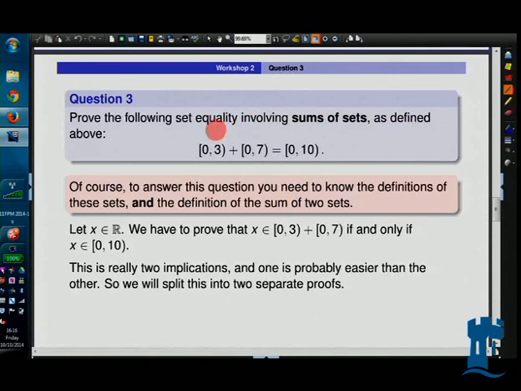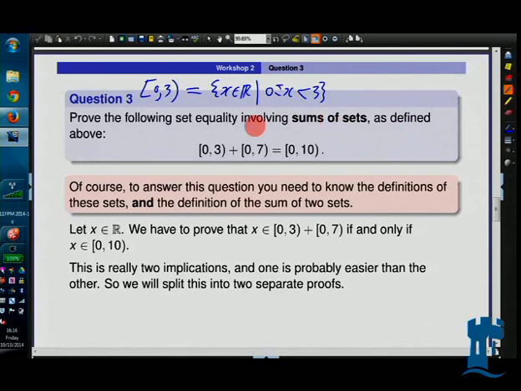Now, these sets, this is interval notation. I'll just remind you what these sets are. Well, not all of them, but [0, 3), for example. It's the set of real numbers such that 0 is less than or equal to x, which is strictly less than 3. And the other two are similar. So these are the numbers greater than or equal to 0 and strictly less than 7, and greater than or equal to 0 and strictly less than 10.